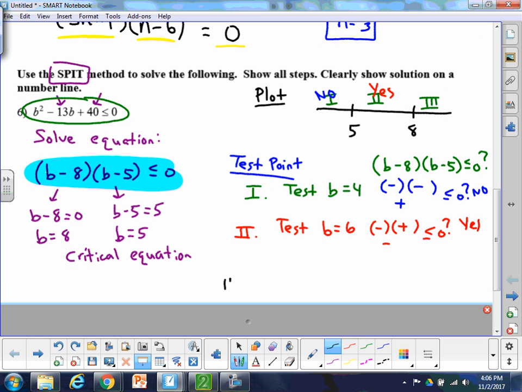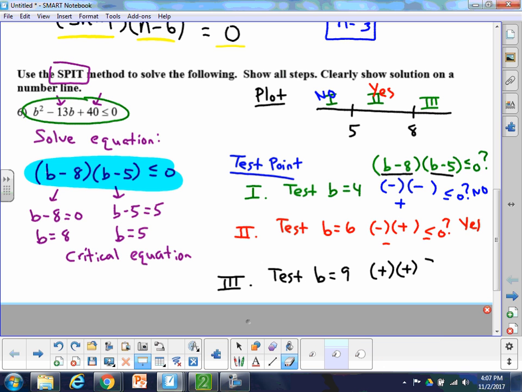All right, and then we just need to do our final interval. Interval 3 up here on the right is anything bigger than 8, so why don't we test 9. If b is 9, go into the factors. b minus 8, 9 minus 8, is a positive. 9 minus 5 is a positive. Is a positive times a positive going to be less than or equal to 0? Positive times positive is positive. Is positive less than or equal to 0? No, it's not. That interval did not work.